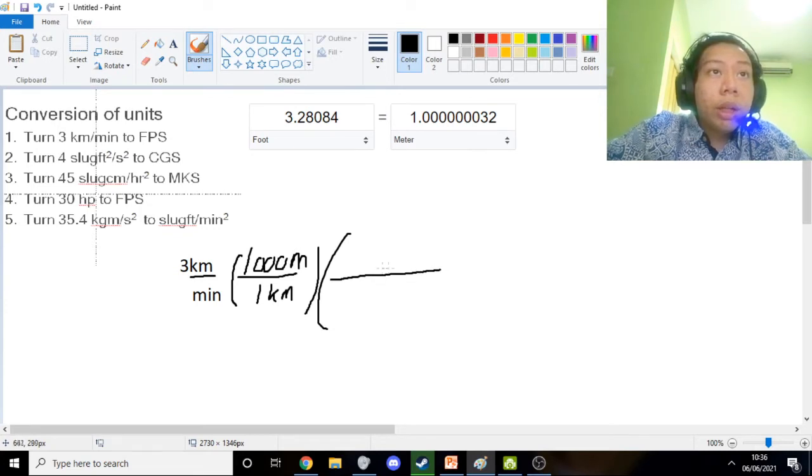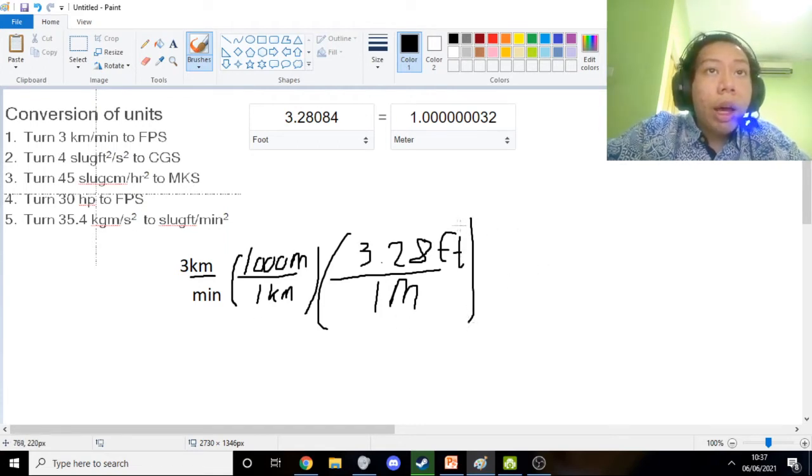the next thing to do is convert meter to foot. The same thing, we want to cancel meter, so we put 1 meter here, and on top of 1 meter we put 1 meter, it is equal to 3.28, so we put 3.28 feet. Okay, and we already finished converting kilometers to feet, and the next thing is to convert minute to second.